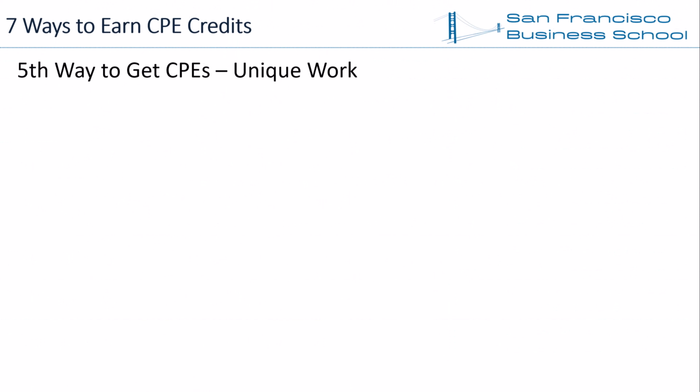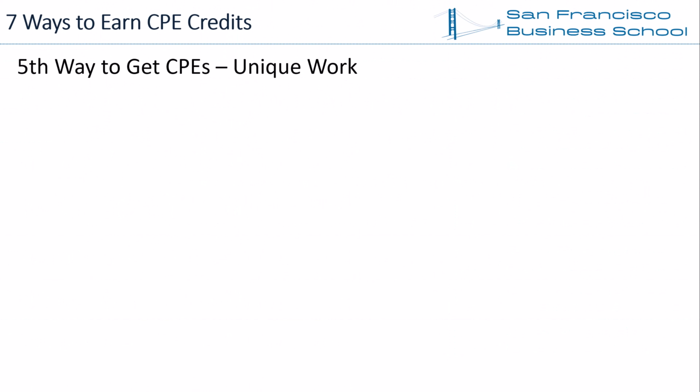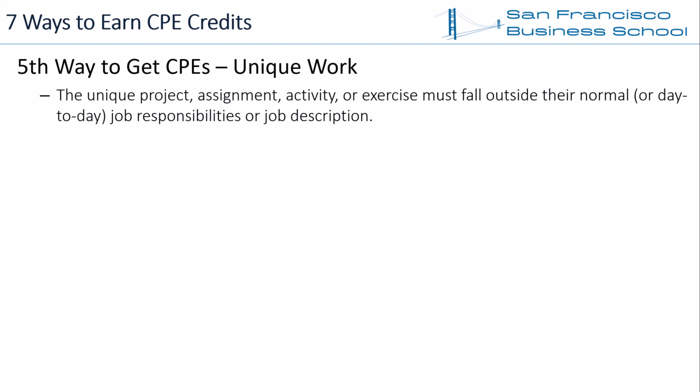Fifth way to get CPEs, unique work experience. ISC2 members and associates can earn up to 10 Group A CPE credits for activities performed during their regular working hours when they are engaged in unique projects, assignments, activities, or exercises. The unique project, assignment, activity, or exercise must fall outside their normal or day-to-day job responsibilities or job description.